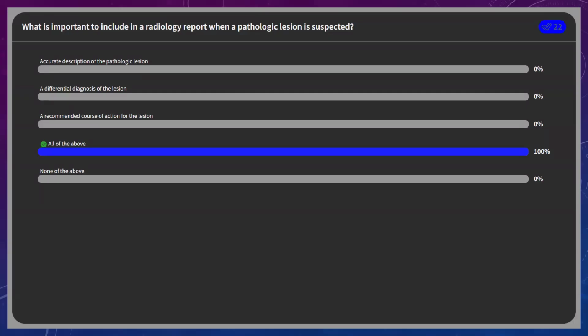So if something could be an ameloblastoma, and you don't know if it's an OKC or a dentigerous cyst, we've been through those a couple of times. That's why it is good to include a differential diagnosis, especially whenever you see something that could be a number of things.